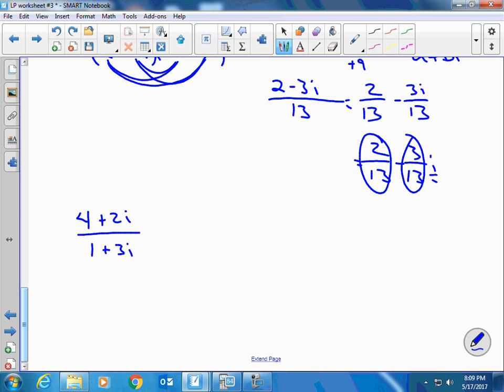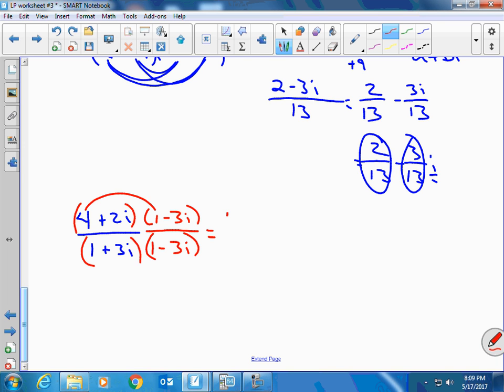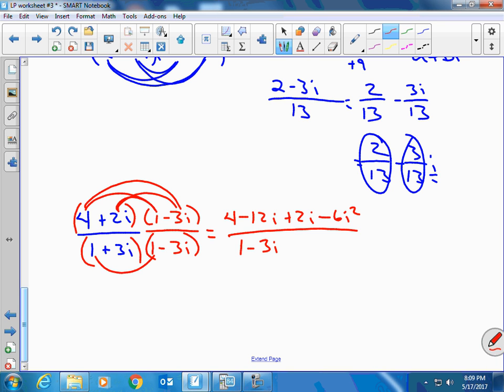Simplify into standard complex number form. All right, first step. I'm going to multiply top and bottom by 1 minus 3i. On top, I FOIL, right, because these are in parentheses. 4 times 1 is 4, minus 12i, plus 2i, minus 6i squared, over. On bottom, we've got 1 minus 3i, plus 3i, minus 9i squared.